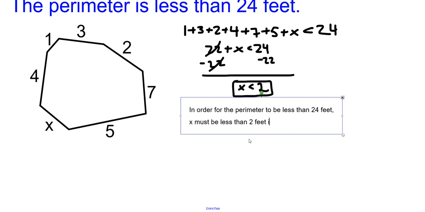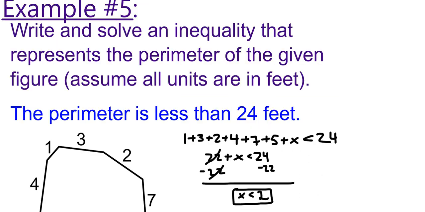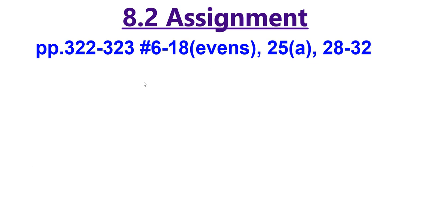There we go. All right, so your assignment is a book assignment, pages 322 through 323, 6 through 18 evens. 25, you only have to do part A, so if there's a part B or C, ignore those. Only part A. And then 28 through 32. So let's take a look at some of those.